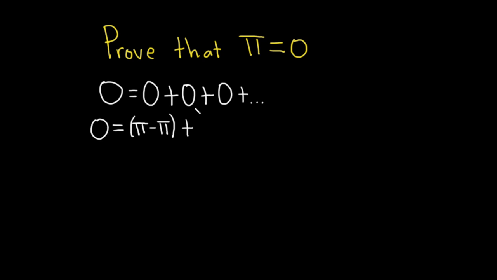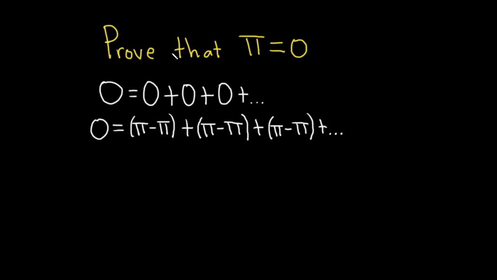And then same thing here, I'm going to take this zero and we're gonna write it as pi minus pi. And then plus. And then we'll take this zero here and we'll write this as pi minus pi, just like that. And then plus, and then it just goes on forever. It's pi minus pi plus pi minus pi, which is really just zero.